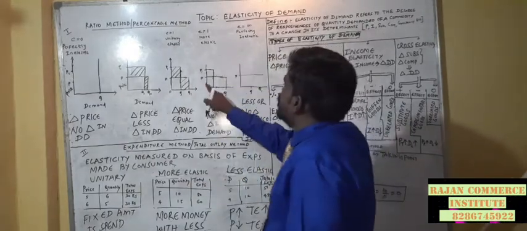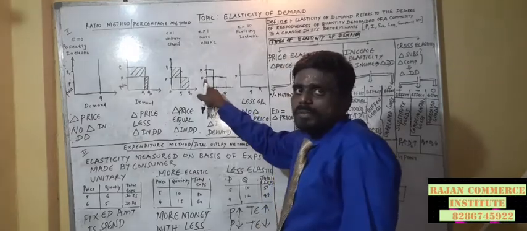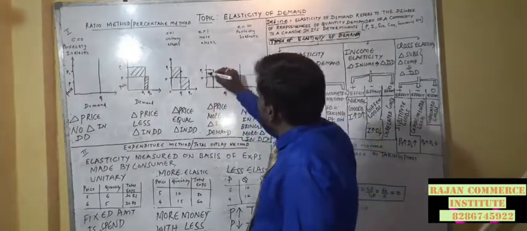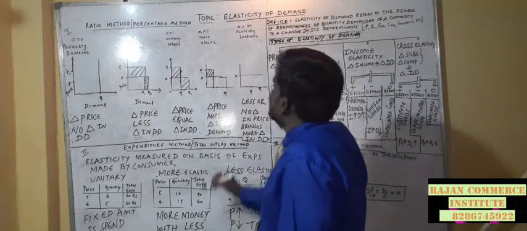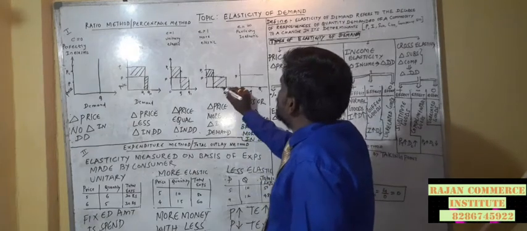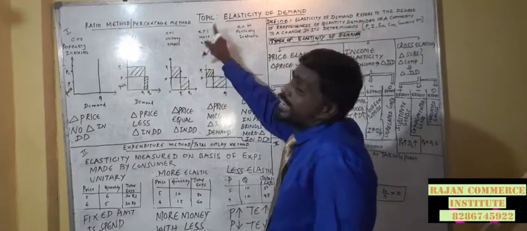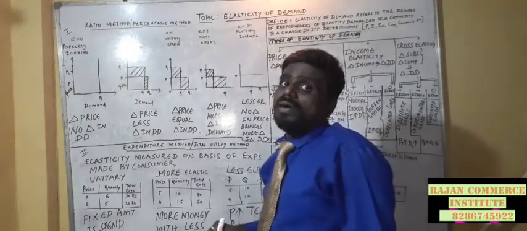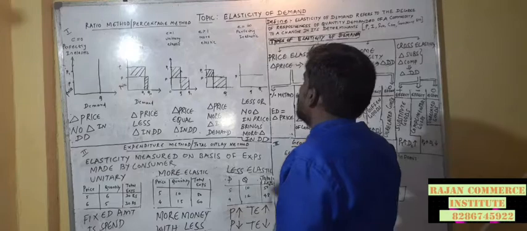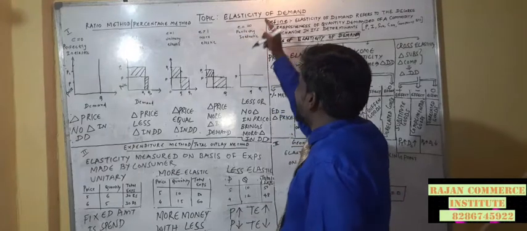Now come to more elastic. More elastic means a change in the price, which you can see on the Y-axis from P to P1, leads to a larger change in the demand. That means E is greater than 1. Elasticity of demand is greater than 1.